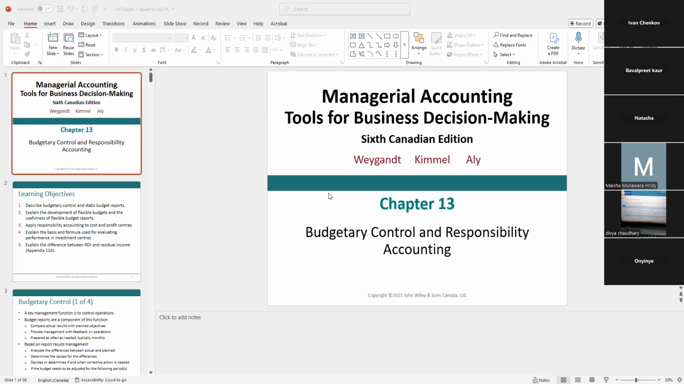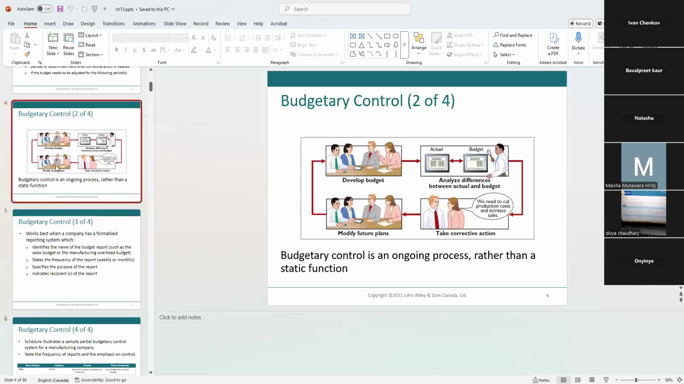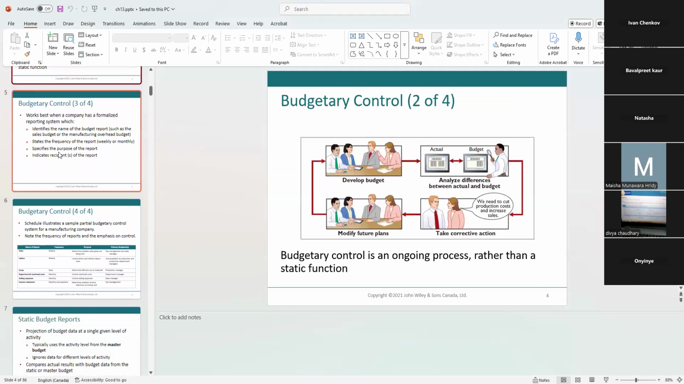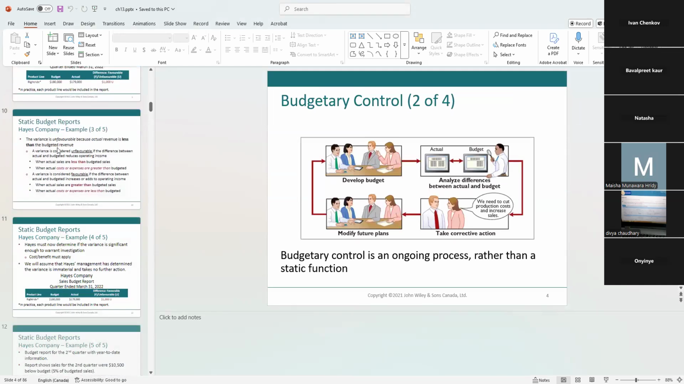Chapter 13, budgetary control and responsibility accounting. What's important for this chapter? Obviously, we need the budget for control purposes. Once we have the actual results, we start comparing them with the budget.